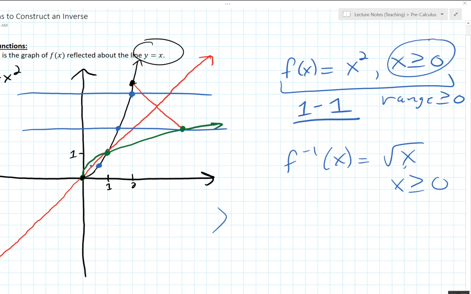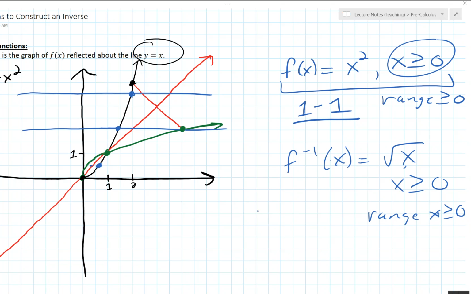The domain of this function is greater than or equal to 0, and the range down here is greater than or equal to 0. So everything now matches up. And this is an important feature when we're going to talk about inverse trigonometric functions, because we're going to have to do this for every trigonometric function. So it's better to get the idea down now than trying to have to learn it while you're trying to learn inverse trig functions.